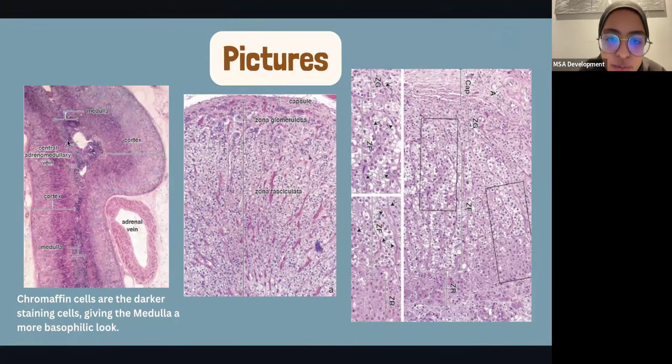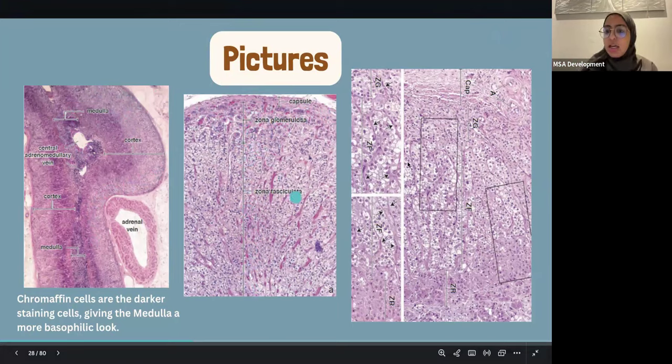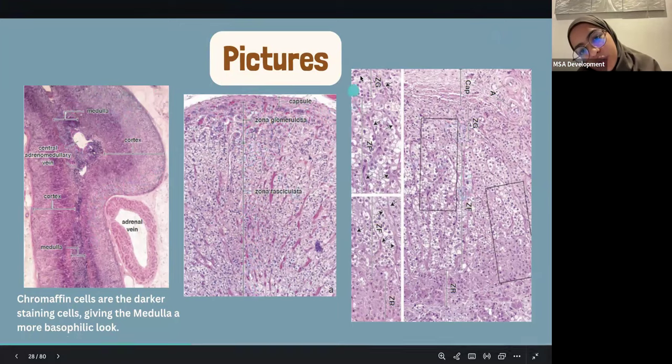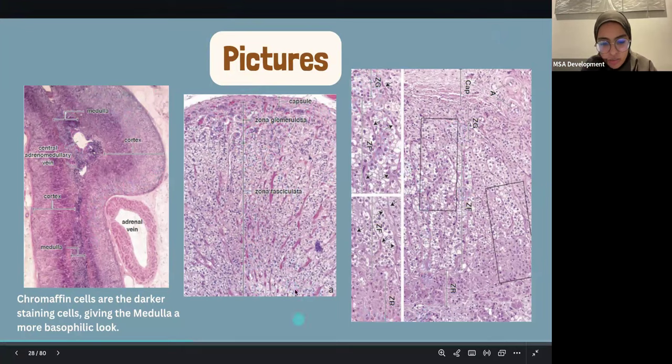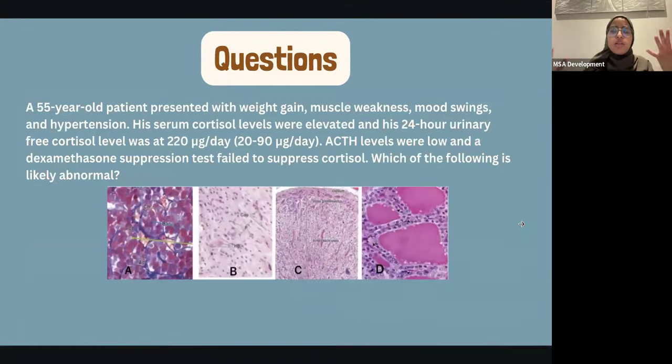And then we have the capsule, the zona glomerulosa, the zona fasciculata, and looks like the glomerulus, and this looks like parallel columns. And then we have another picture here of the zona glomerulosa, fasciculata, and reticularis. You can't see the reticularis here, like the picture's been cut off. Now, how would they ask you this in the exam?